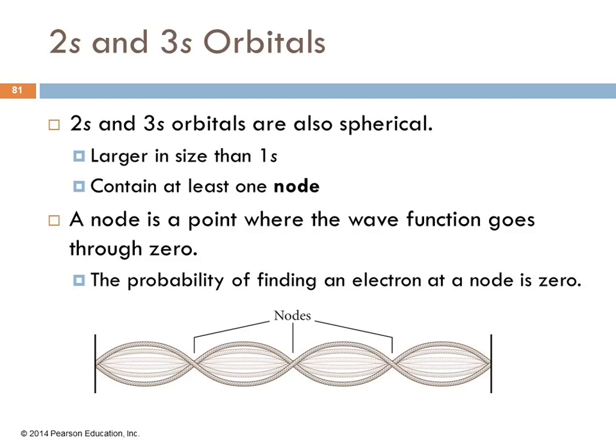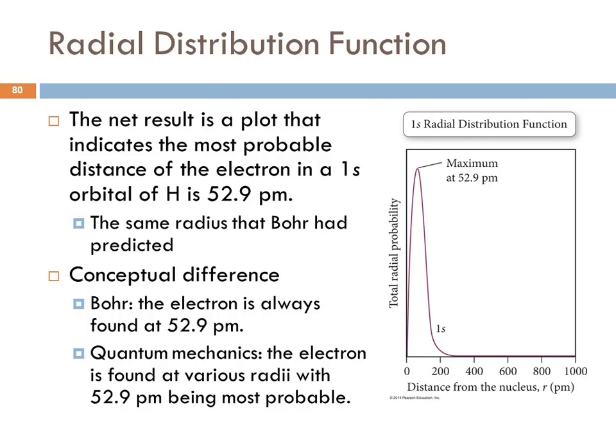So that's the 1s orbital. The 2s and the 3s orbitals are also spherical. They're just larger in size, but they also have at least one node. Oh, that was just one orbital? That was just one orbital. That's the wave function for an s orbital. It has this shape. It's almost more like a donut or something, but three-dimensional. So it's like a sphere, but in the middle of it, you're not going to find the electron right in the center.